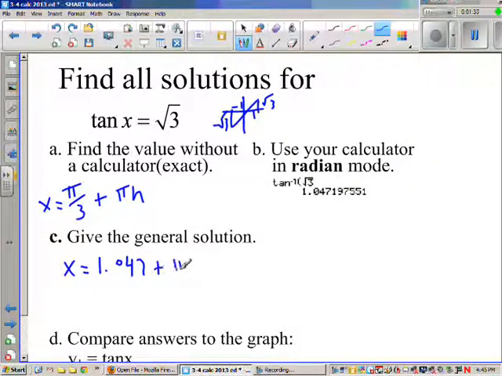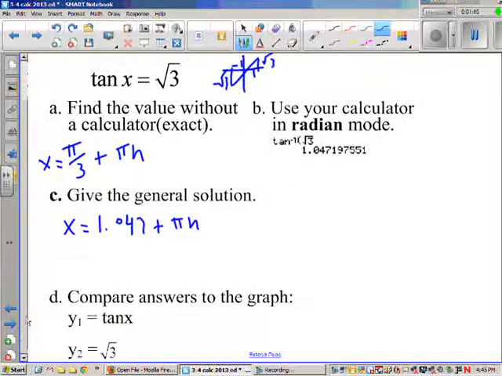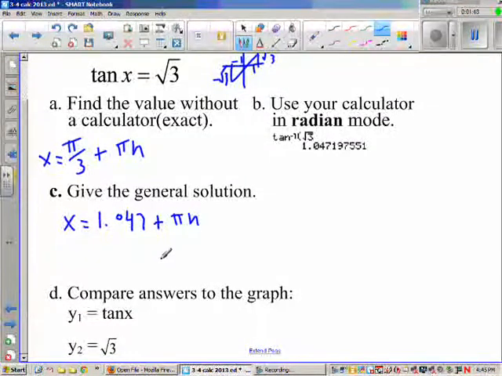Now, knowing trig exact values, we would rather leave it as pi over 3, but we want to make sure that you understand that this is just a number. Pi over 3 is 1.047 and so on. Some answers are not trig exact values, so we're going to have to get used to seeing that information.